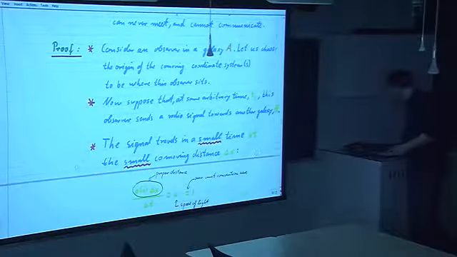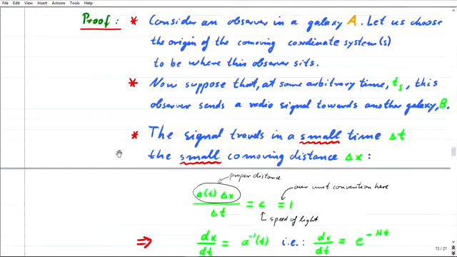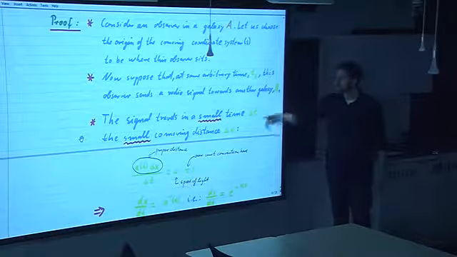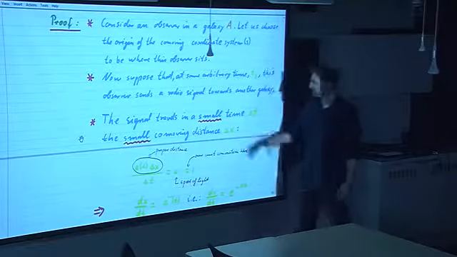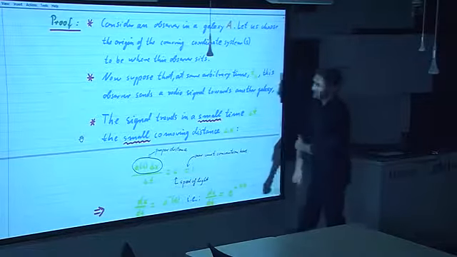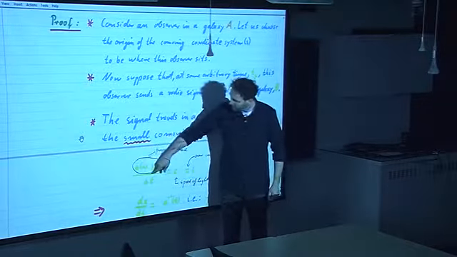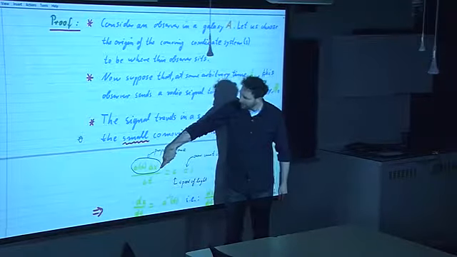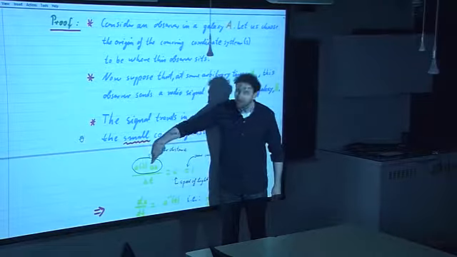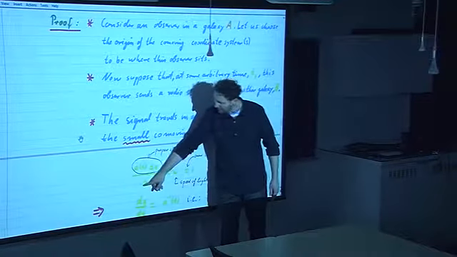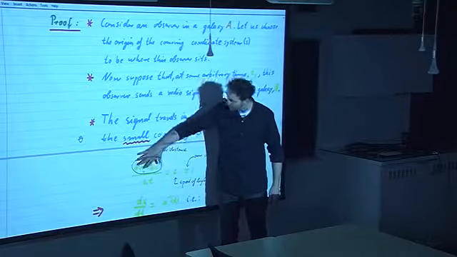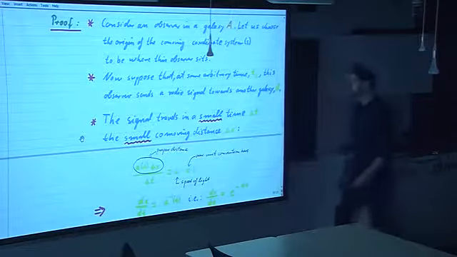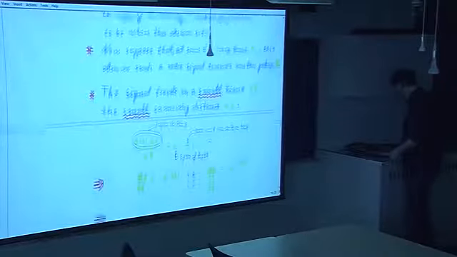Then what about the traveling of your radio signal? How does it travel? Well, the radio signal travels in a small amount of time delta t, a small co-moving distance delta x. And how far is that? Well, it will travel with the speed of light, which means that if you take the co-moving distance and multiply it with the scale factor, you get the proper distance, and you divide that by the time that it traveled. Well, proper distance divided by the time that it traveled has to be the speed of light, which in our units is going to be 1.